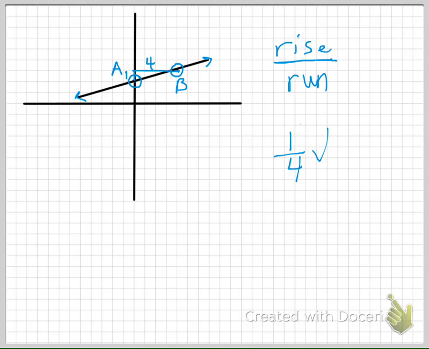Now, let's look at question number 5, because what's different about question number 5? Negative slope. So let's look at what it looks like if we have one with a negative slope. Going left or down counts as negative instead of positive.